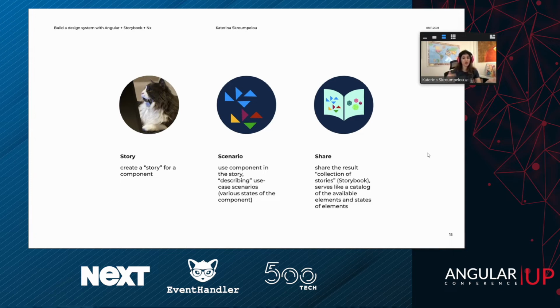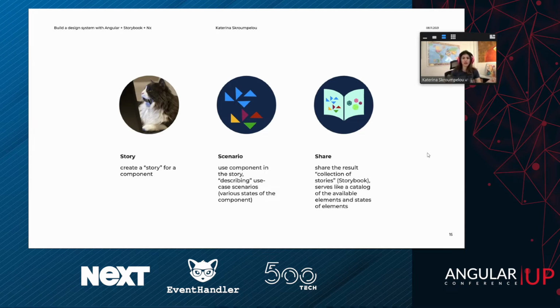It makes you create a scenario. You use the component in a story, describing use case scenarios like the one I said, various states of a component. So a different scenario would be if you wanted to see that toggle tested otherwise, to be disabled, and when it's disabled, be gray, for example.